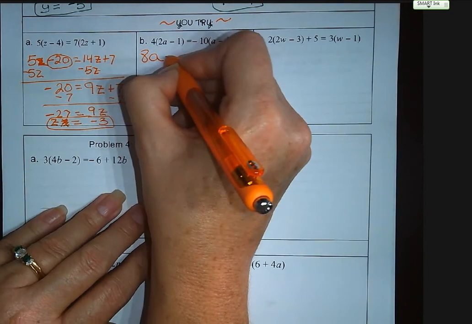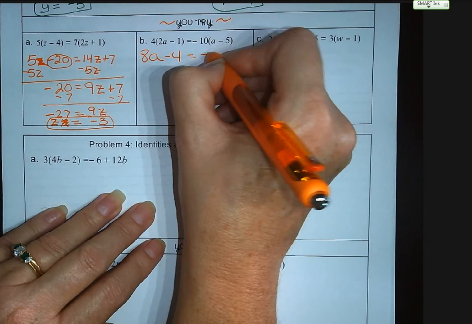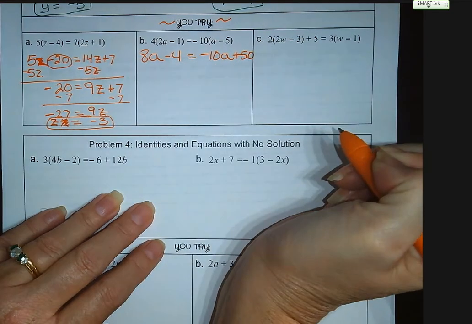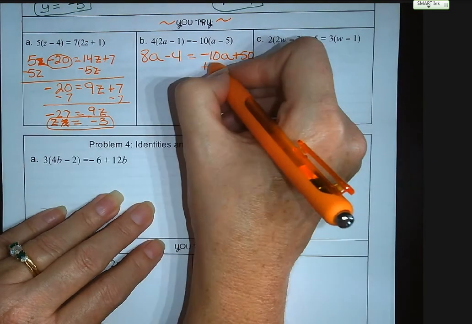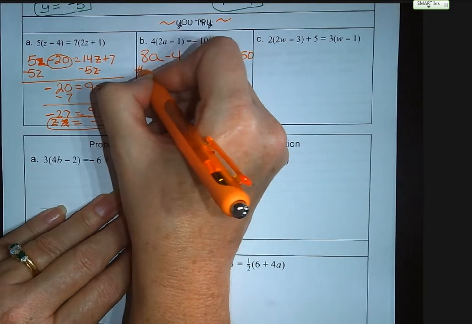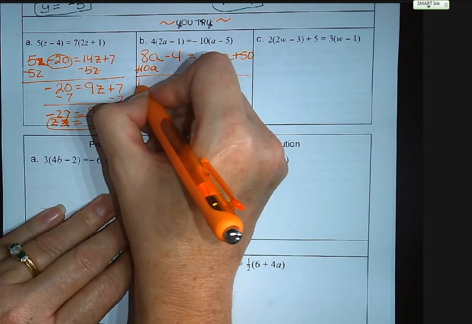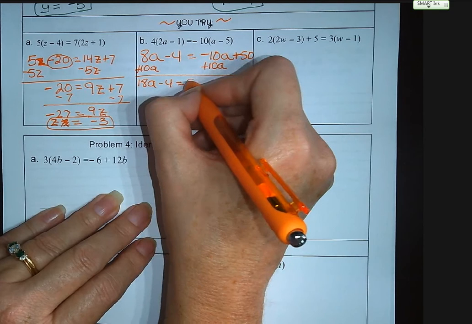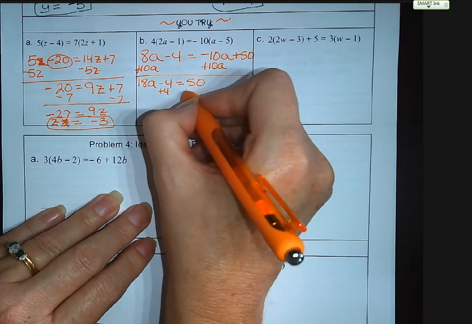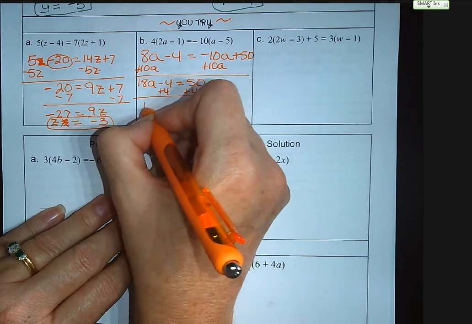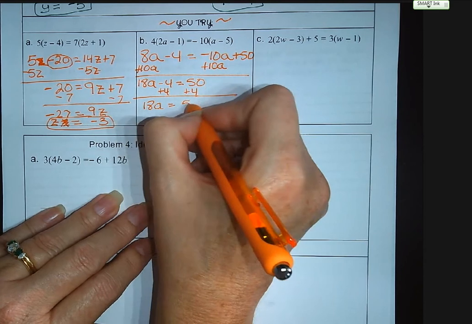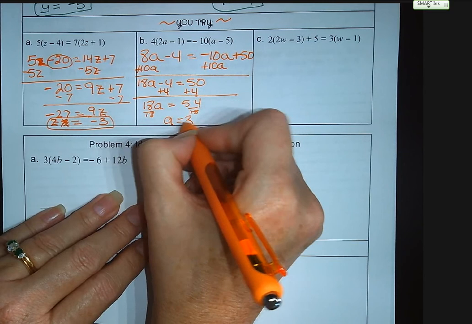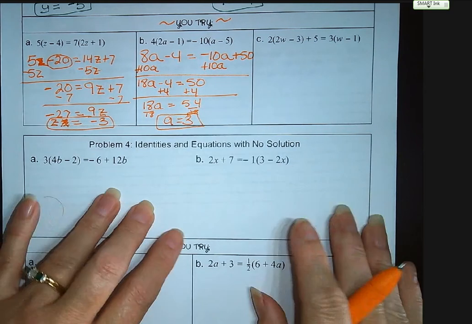Distribute the 4 times the 2a, so we have 8a minus 4 is equal to negative 10a plus 50. Negative times negative is positive. Add 10a to both sides. 18a minus 4 is equal to 50. Add 4 to both sides. 18a is equal to 54. Divide both sides by 18, and you get a is equal to 3.